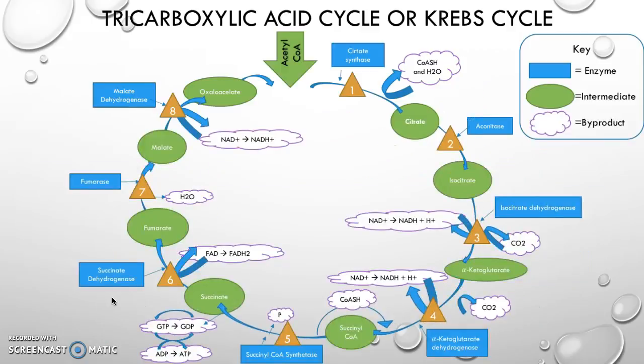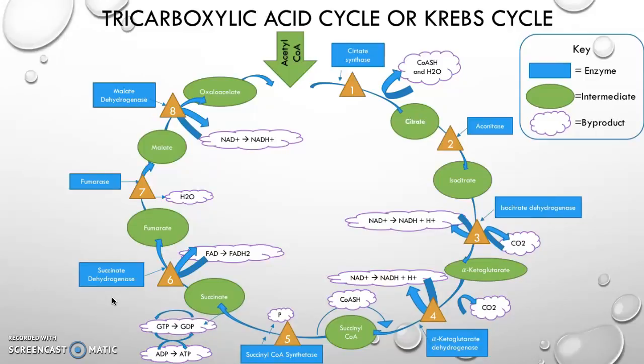Here in this next slide, now that you have acetyl-CoA, it enters the Krebs cycle, also known as the tricarboxylic acid cycle. In step 1, the enzyme citrate synthase acts on acetyl-CoA and forms citrate. In this process, CoASH and H2O are released. Then we move on to step 2, where the enzyme aconitase acts on citrate and forms isocitrate.